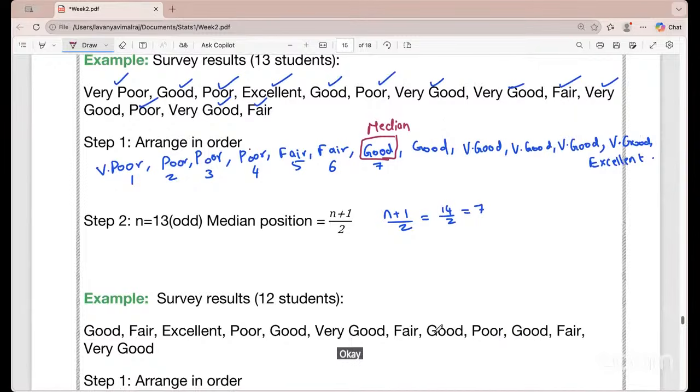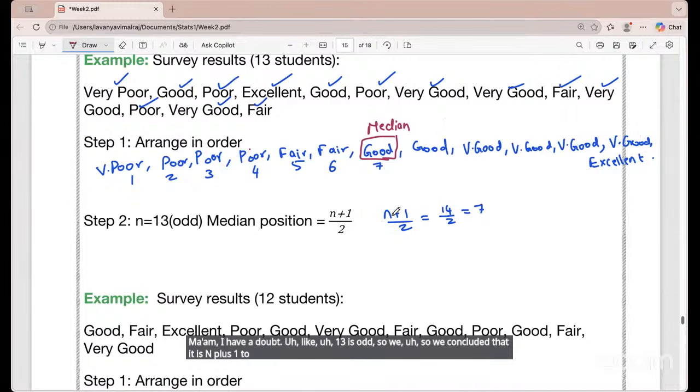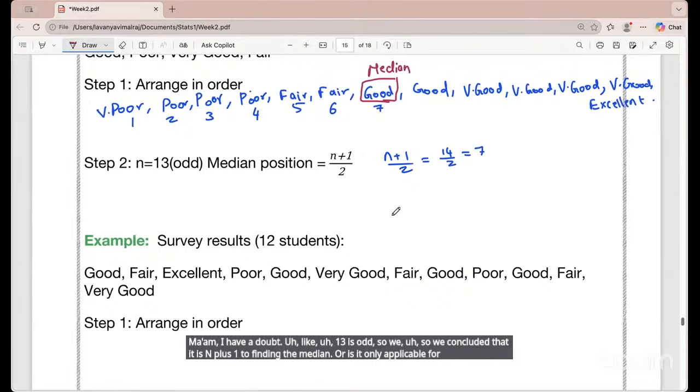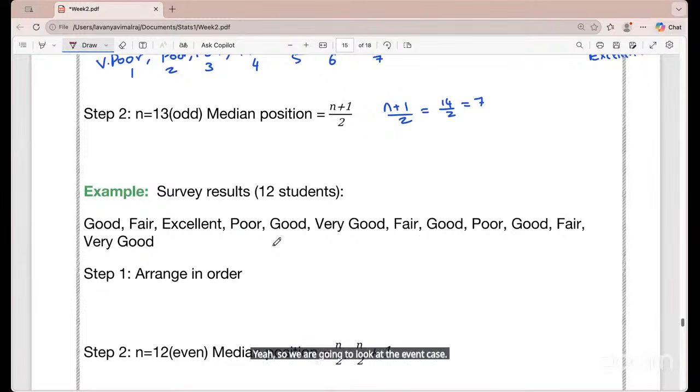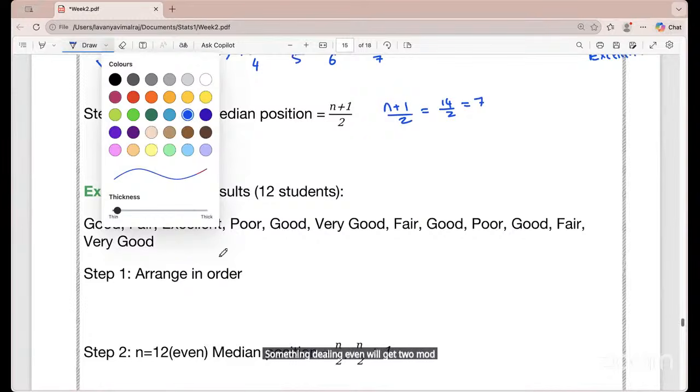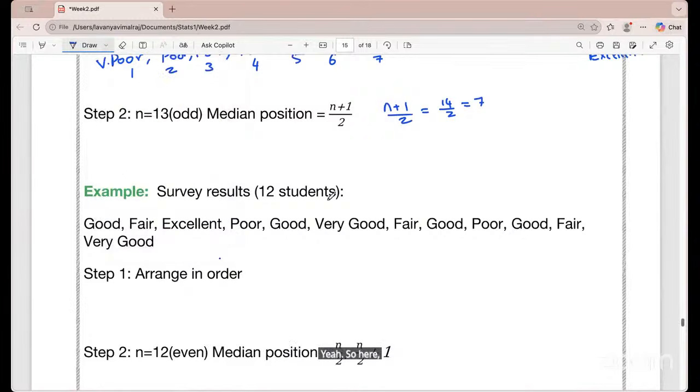Ma'am, I have a doubt. Like 13 is odd, so we concluded that it is (n plus 1) by 2 for finding the median. Is it only applicable for odd or for even also? Yeah, so we are going to look at the even case. Okay. I think during even we will get 2 modes. Yeah. So here, suppose we are having an even number.